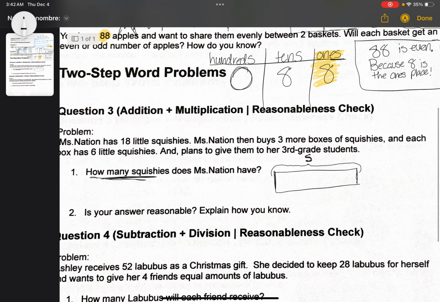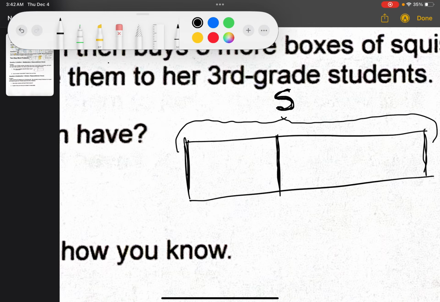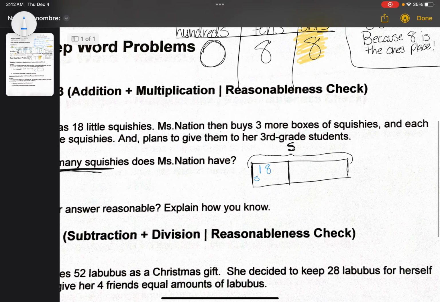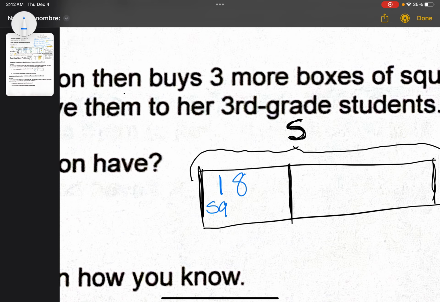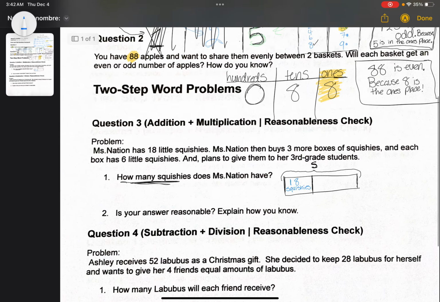If you don't know what something is in math, you write a letter. You can pick any letter you want. I'm doing S for squishies because I don't know how many squishies I have. But I do know I currently have 18 squishies. Let's spell squishies. S-Q-U. Like, we know that and we vibe with it. Okay? Now, we know we have 18 squishies though.